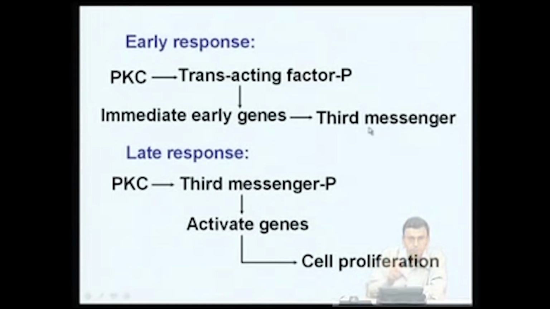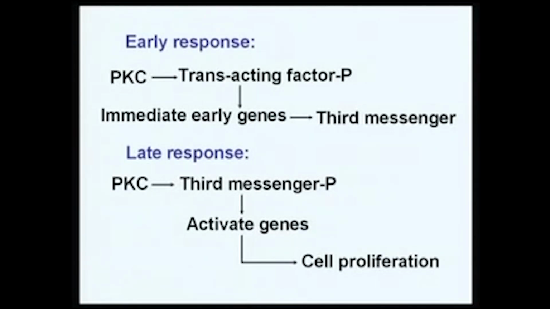When the immediate early genes are transcribed, they are translated to specific proteins. Usually these proteins again are transcription factors which are phosphorylated by protein kinase C and therefore activated. They in turn activate all the genes involved in cell proliferation. So, activation of immediate early genes as well as activation of genes involved in the late response by protein kinase C marks the mechanism by which protein kinase C promotes cell proliferation.